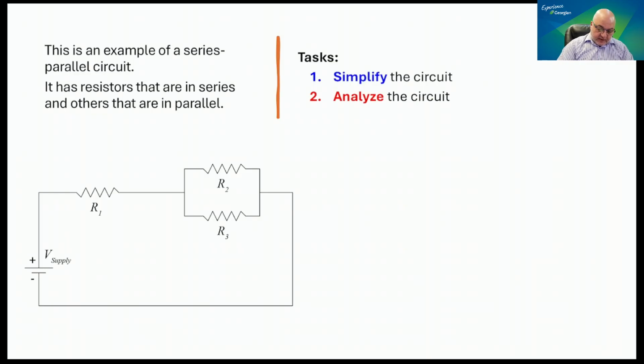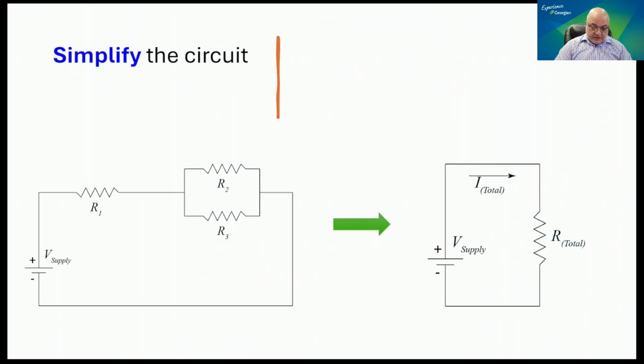In this circuit, you can see that there are three resistors. Some of them are in series, some of them are in parallel, and the task of a student will be to first simplify the circuit and then to analyze the circuit. Let's have a closer look at each task.